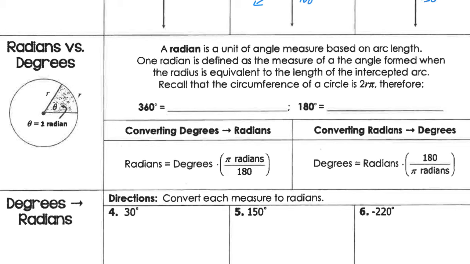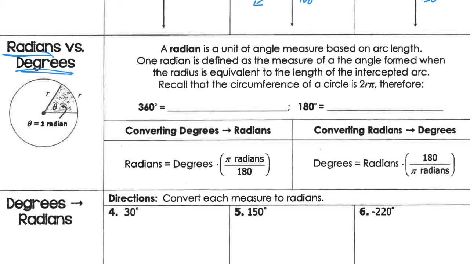So radians and degrees. You probably noticed that your calculators have both modes on them. You have radian mode and degree mode. They're just different units of measuring the same thing. They're measuring angles. A radian, you can read this, a radian is a unit of angle measure based on arc length. So when the arc length is the same as the radius, that is 1 radian angle.